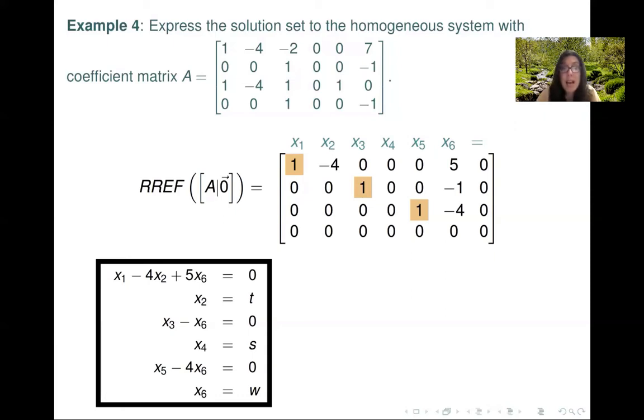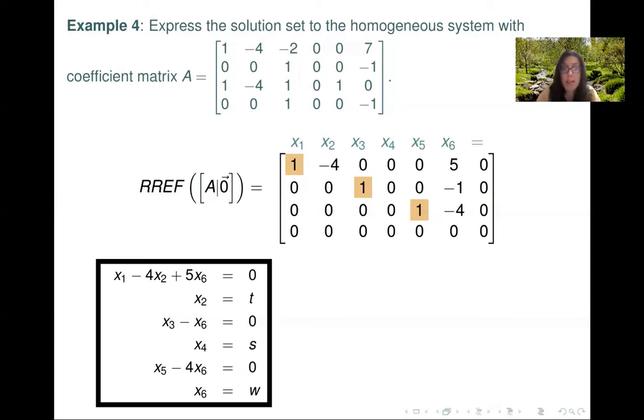That says that x3 minus x6 is equal to 0. Then moving on to x4, x4 is free, so x4 is equal to s. Thinking about x5, the column for x5 has a pivot, so I'm going to take the row for x5 and translate it as an equation: x5 minus 4x6 is equal to 0. And finally, x6 is free, so I'll write x6 is equal to a parameter.